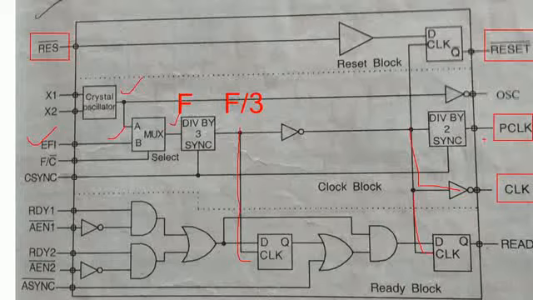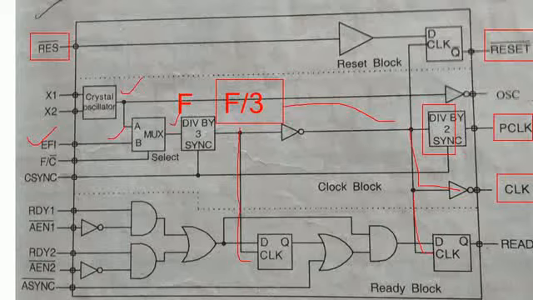If you take the F by 3 signal, and take the output from the PCLK line, this F by 3 is an input to this particular point. This F by 3 signal is further divided by 2. So the peripheral clock signal is going to be a clock signal whose frequency is divided by 6.